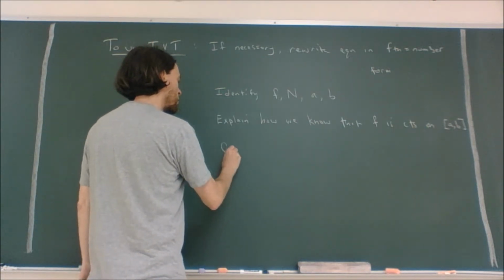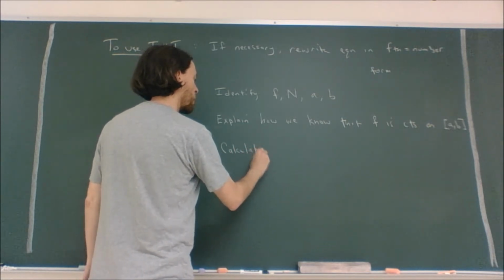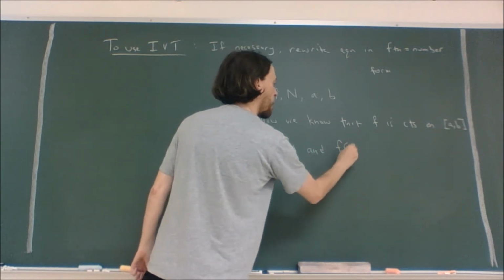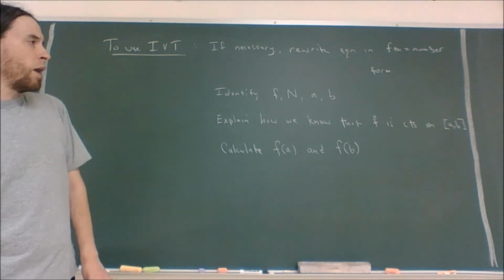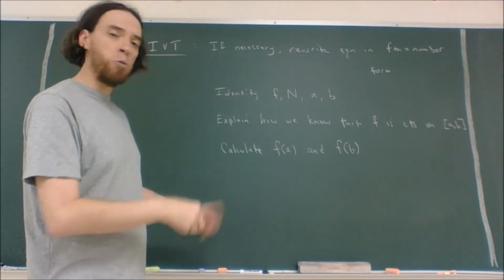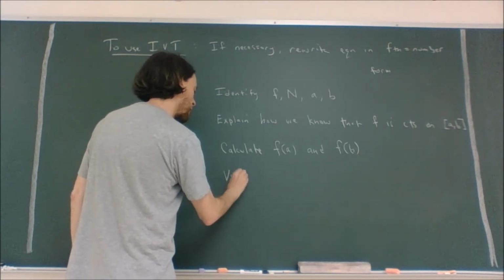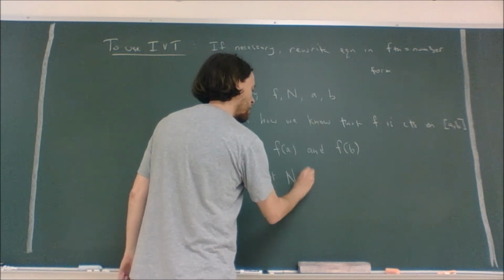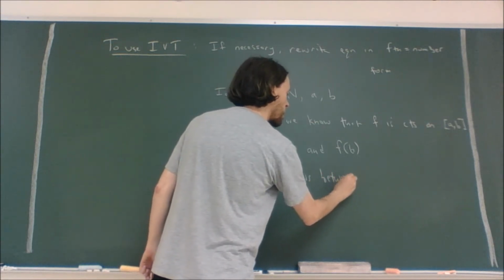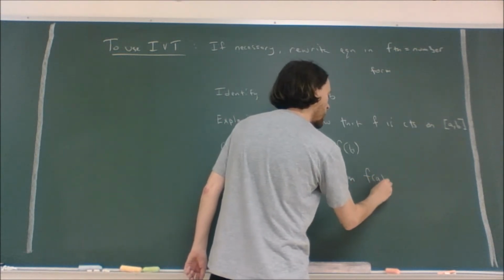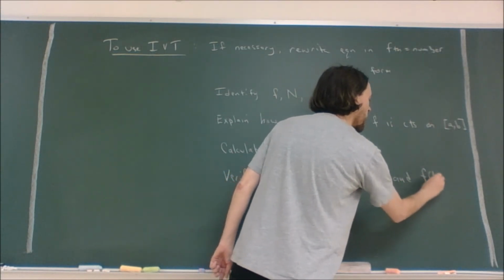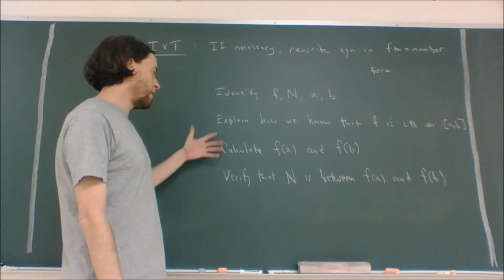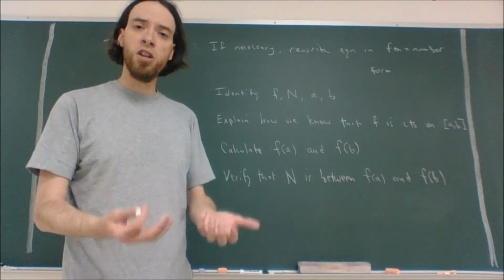So in order to start that, we'll calculate f of A and f of B. And once we've calculated those, then it should be straightforward to do the next step, which is to verify that capital N is between f of A and f of B.